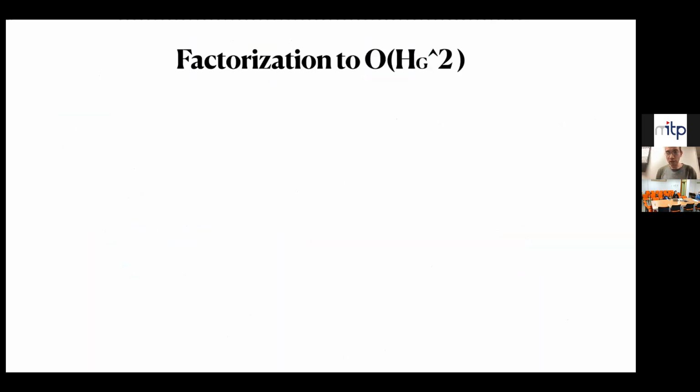And I'm going to show you what the factorization looks like to order h squared, which is quadratic in the Glauber Hamiltonian. So this is what my cross section looks like. I have written this in impact parameter space, so it's just a Fourier transform with respect to qt. And it actually takes a very, very simple form.